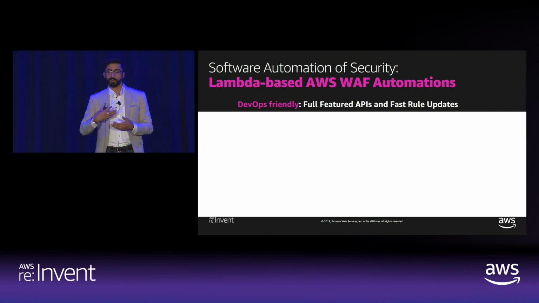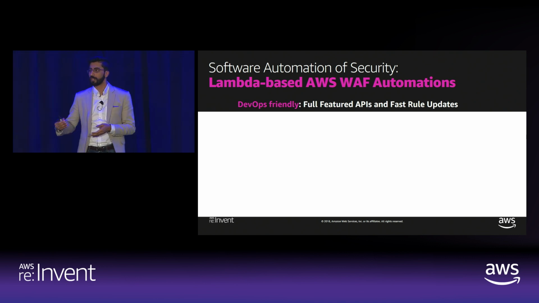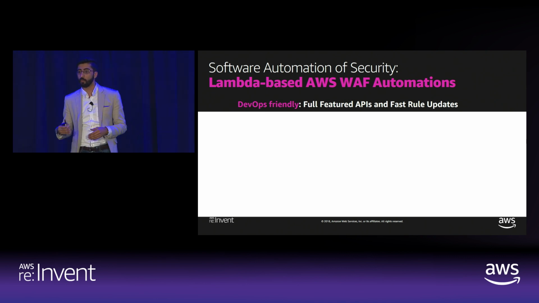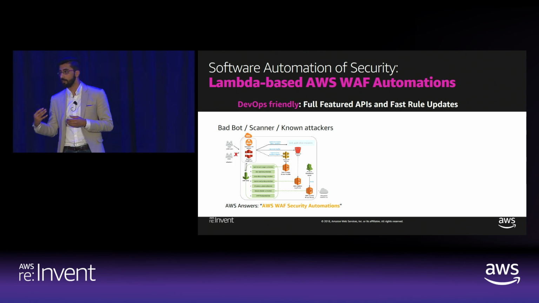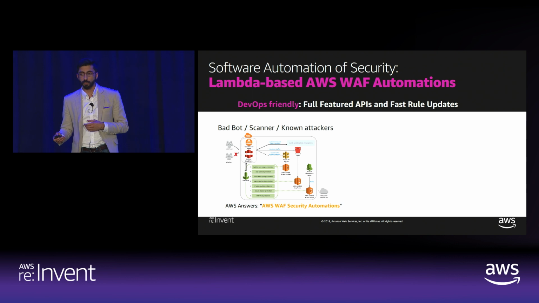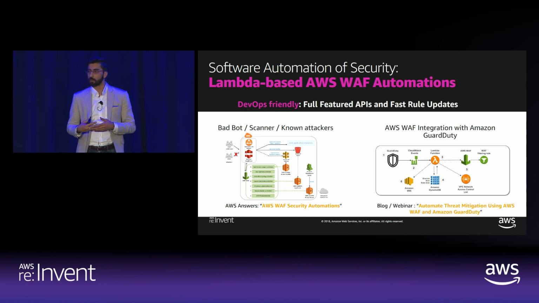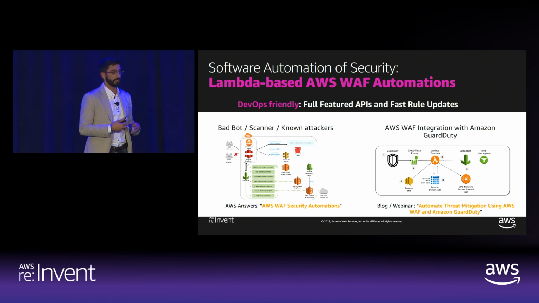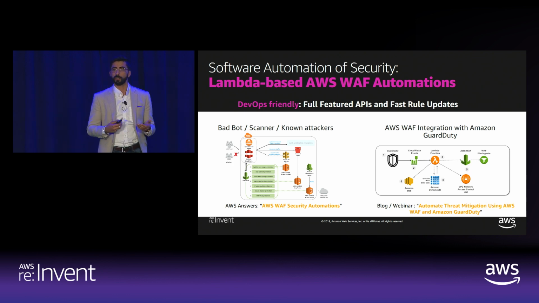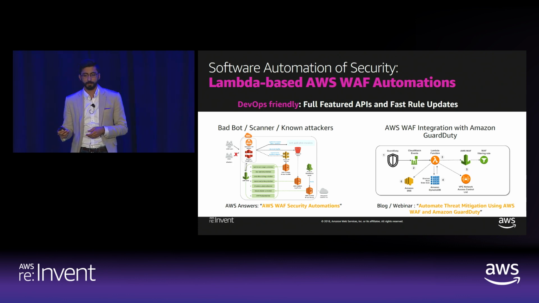And you're able to do this because you have full-featured APIs for WAF and fast rule updates. That means any changes that you're making to a rule get globally propagated within seconds, right? And you have customers like Pokemon who have built networks that do things like bad watch, scanner, and known attacker networks for this, as well as customers who appreciate that they can integrate with findings on other services like GuardDuty. And you can check out the blogs and webinars for this. I do encourage you, if you haven't, to check out the talk by Pokemon on how they're using WAF to block bots in their strategy.